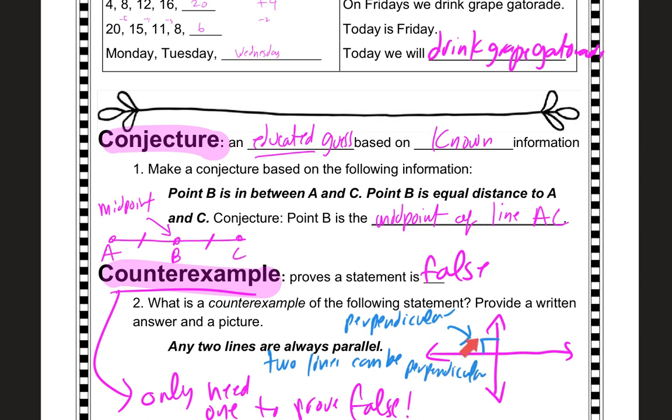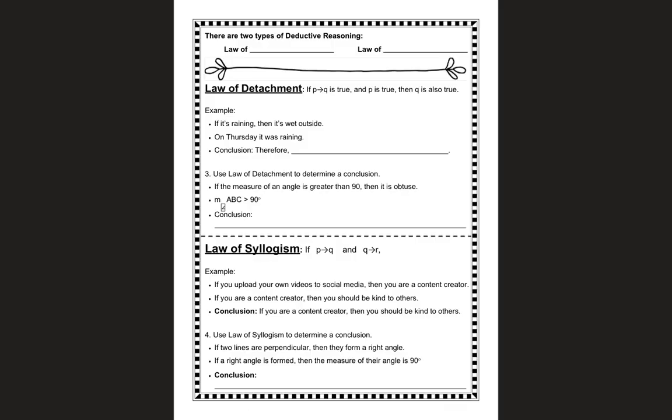Right? And we know that perpendicular means 90 degrees. So two lines don't always have to be parallel. All right, let's keep that in mind as we go on to our next page, moving right along. So now we're going to talk about two types of deductive reasoning.